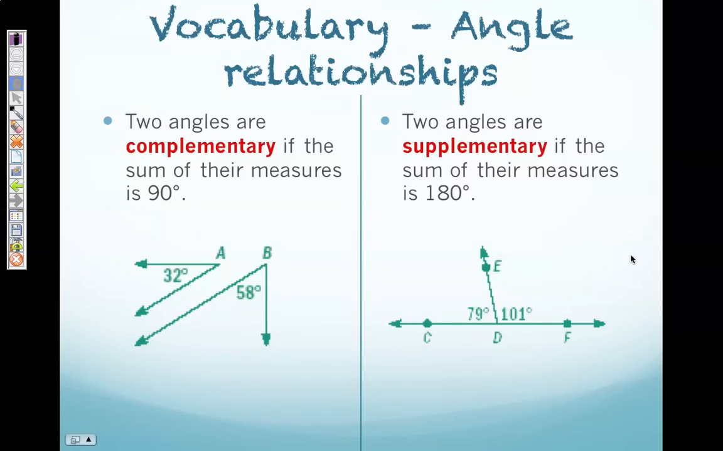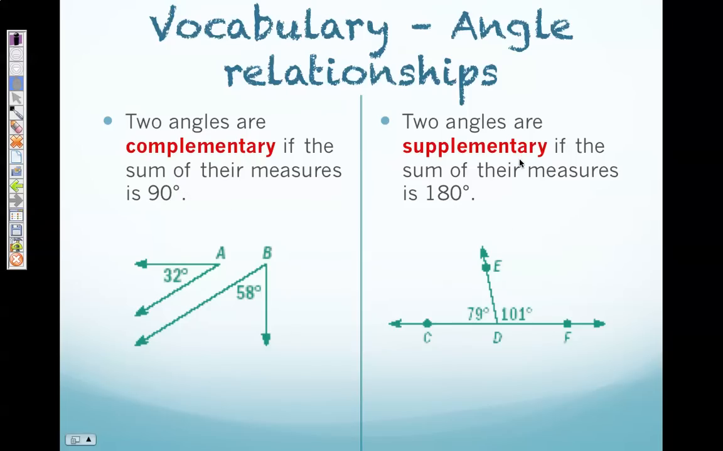Alright, moving on to number 6, complementary angles. Two angles are complementary if the sum of their measures is 90 degrees. So if you look at these two angles, this is angle A, is how this would be notated, and angle B are complementary angles because their angles add up to be 90 degrees. 32 plus 58 equals 90 degrees exactly.